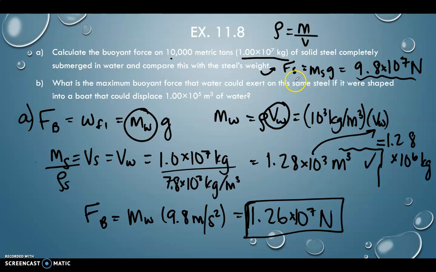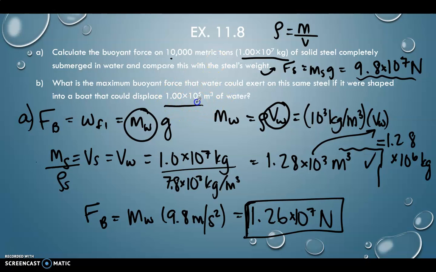All right, so part B. What is the maximum buoyant force that water would exert on the same steel if it were shaped into a boat that could displace 1 times 10 to the 5th meters cubed of water? So now, let's see. Earlier it displaced this much water. So now what is that buoyant force if it had displaced this much water?